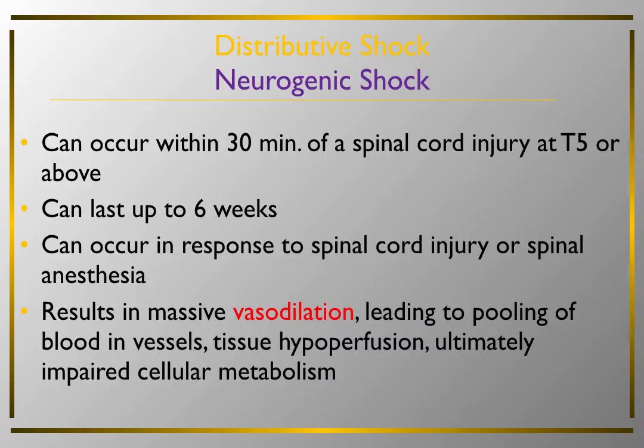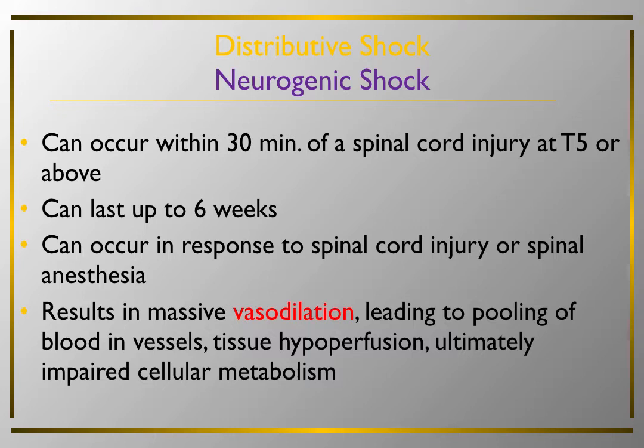So we just covered this in our last section, but this is neurogenic shock, which can occur within 30 minutes of a spinal injury, usually an injury to the spinal cord at T5 or above. The injury results in a massive vasodilation without compensation due to the loss of the SNS vasoconstrictor tone. This massive vasodilation leads to a pooling of blood in the blood vessels, tissue hypoperfusion, of course, because the blood's not getting to where it needs to, and ultimately impairs cellular metabolism because it requires oxygen.